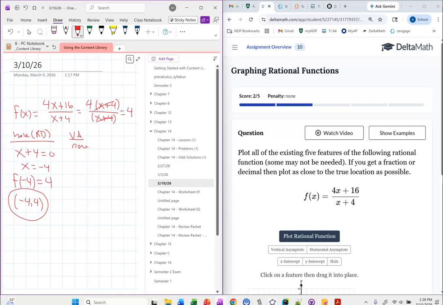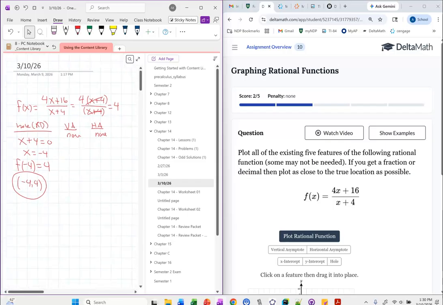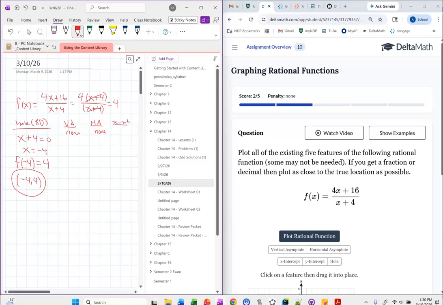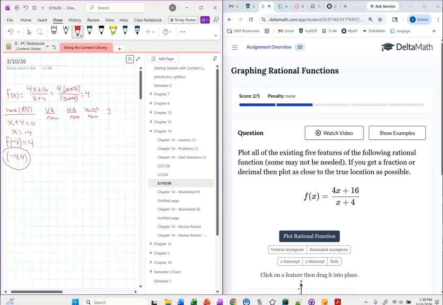I have no vertical asymptote, right? This is not a rational function anymore, right? So I have no horizontal asymptote either. And x-intercept, there's no x to solve for there, so it has no x-intercept. We do have a y-intercept though. If I plug 0 in, I get 4. So (0, 4) is my y-intercept. So that's all I need to record.